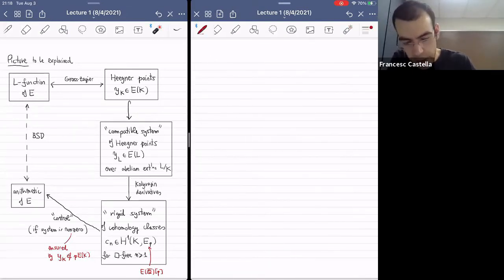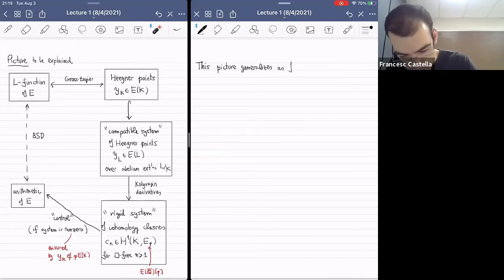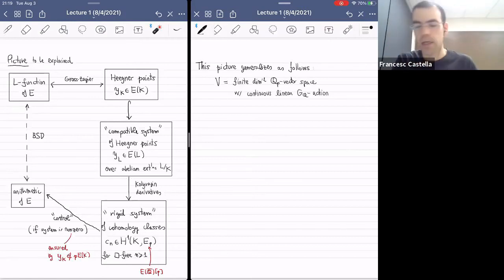Okay, so we're going to hear probably more about this in Changho's lecture series, but here let me just briefly say that this picture we have on the left actually generalizes. Okay, so suppose now instead of an elliptic curve, we have V, a p-adic representation of say Q. Okay, so we have a finite dimensional Q_p vector space with a continuous linear action of G_Q. Okay, so what we usually call a p-adic representation.